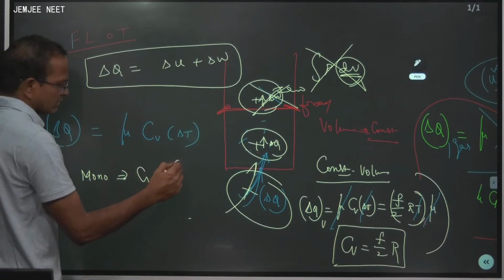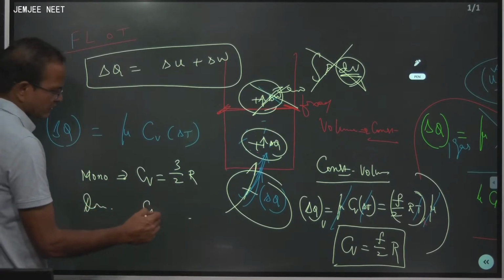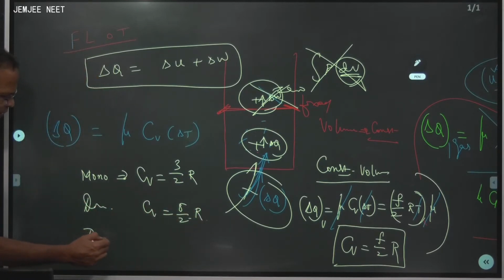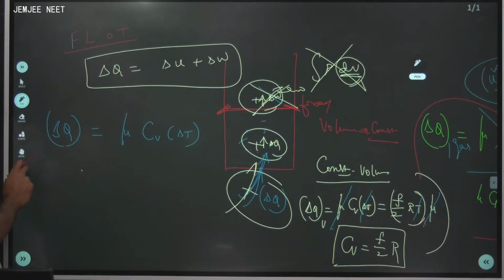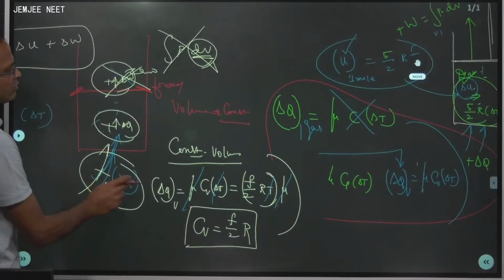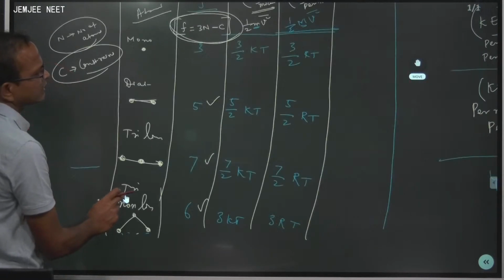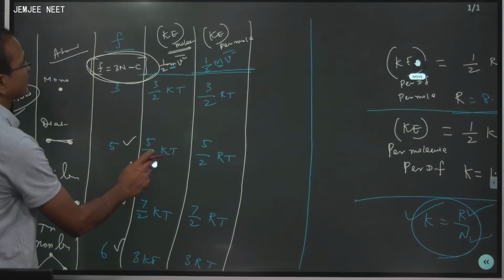Cv is equal to 3 by 2 R for a monoatomic gas. Diatomic gas, Cv is equal to, and triatomic linear. I kept some space here for this purpose. I can take you back to the tabular column somewhere here. Yes, I am keeping one vacant for that. Yes, look at here.